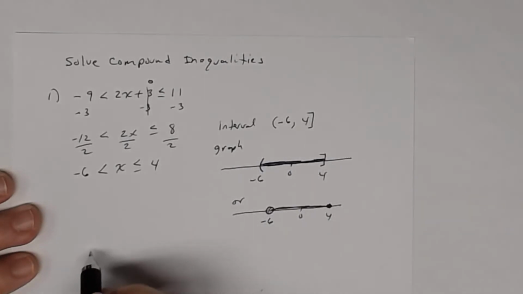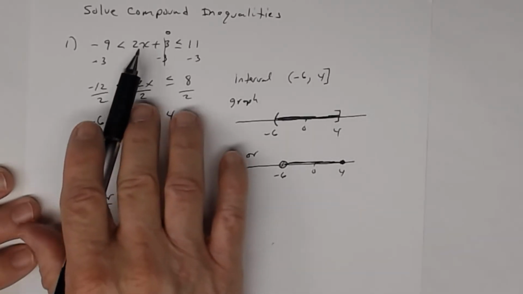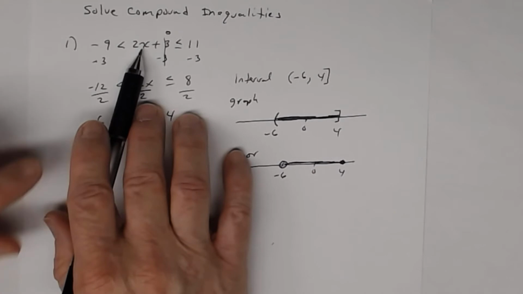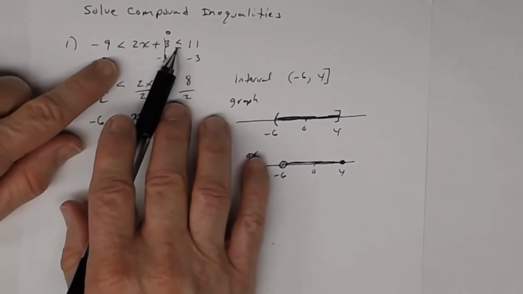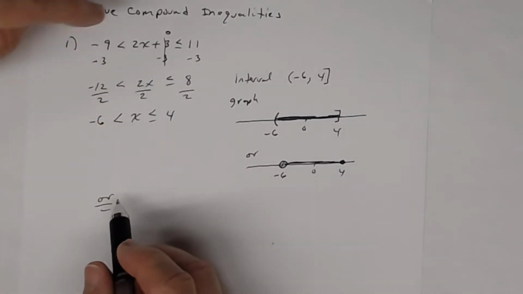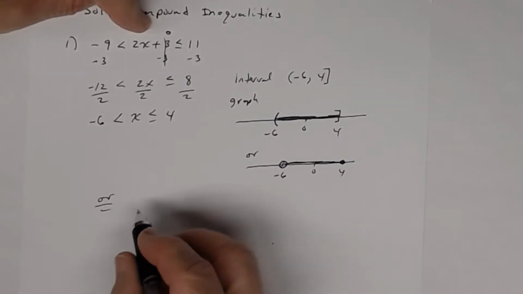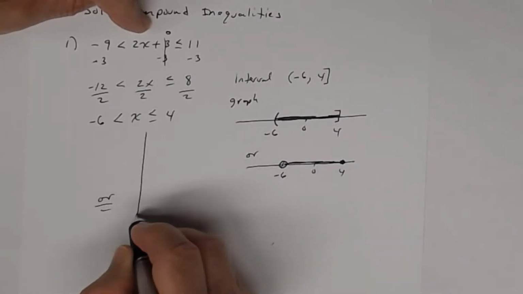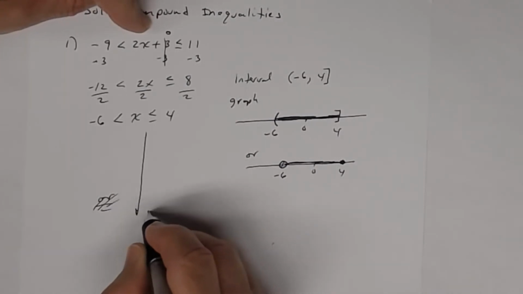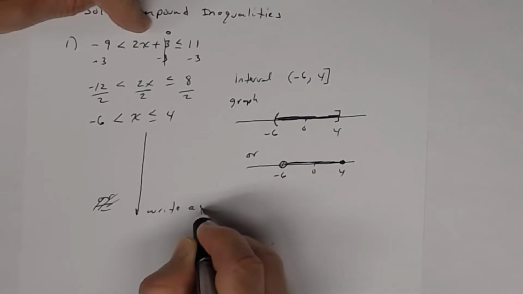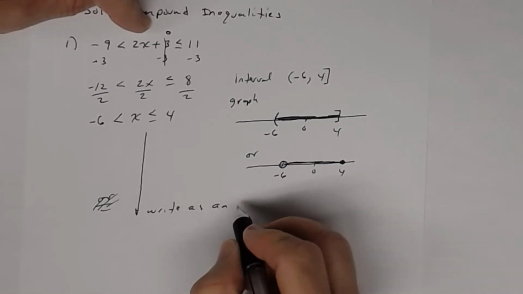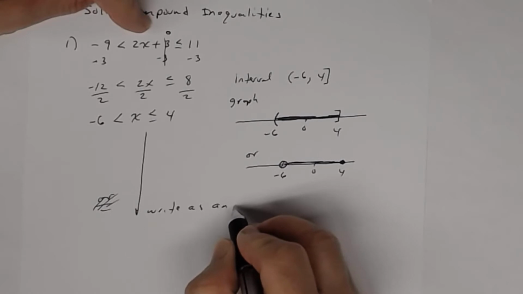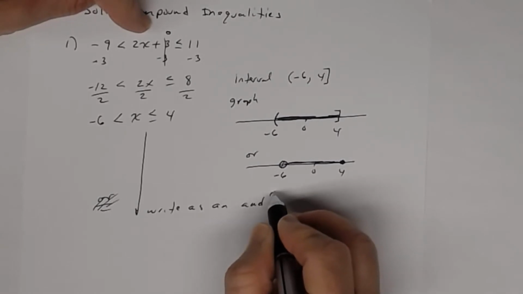All right. Now, just to let you know, since this is a compound inequality that looks like this, where you have a double inequality, you could change this to an AND statement. So we're not going to use the word OR here. So you can write it as an AND statement. You'll get the same solution, except an AND statement is a little bit longer to deal with.